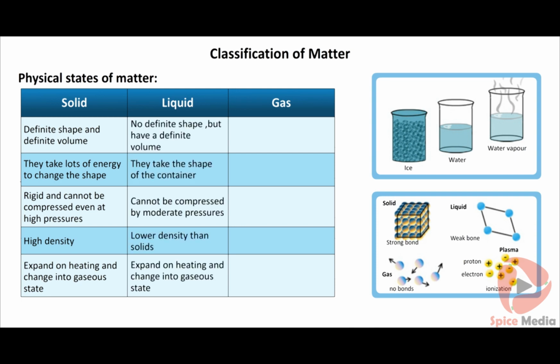Liquid. Liquids have no definite shape and they take the shape of the container. They have a definite volume. They are not appreciably compressed by moderate pressures. They expand more than solids on heating and change into the gaseous state. They have lower densities than solids.